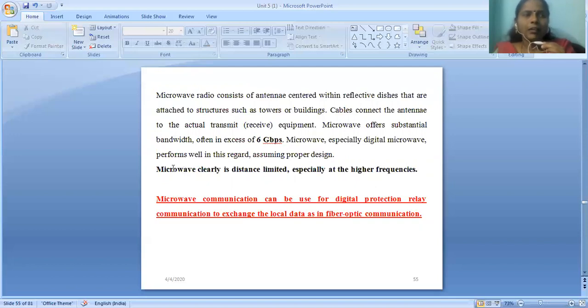The only drawback of microwave is that it is distance limited. You can use it for local data transfer, but the data signals cannot be transferred across hills. So microwave communication is mainly used for digital protection relaying, only to exchange local data. If I want to exchange a large amount of data, fiber optic communication is widely used.